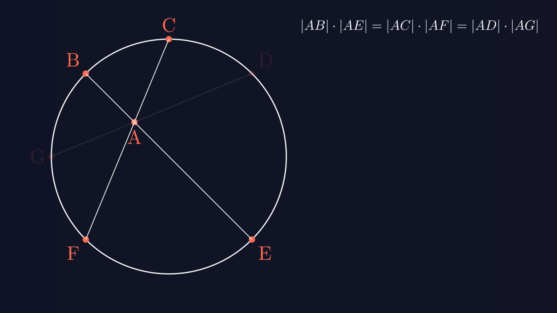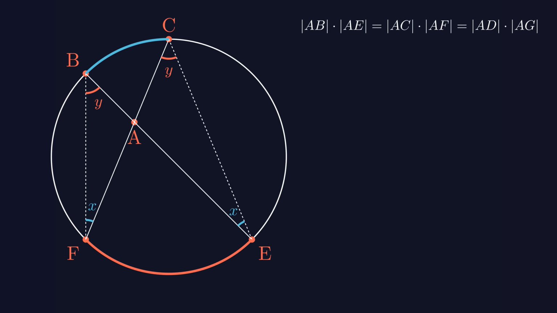First, let's remove the line GD to simplify the figure. Then, connect points BF and CE. Let's call angle BFC as x. This is an external angle, and it intercepts arc BC. So angle BEC, which also sees the same arc, is also x. Now call angle FBE as y. It intercepts arc FE, so angle FCE is also y.